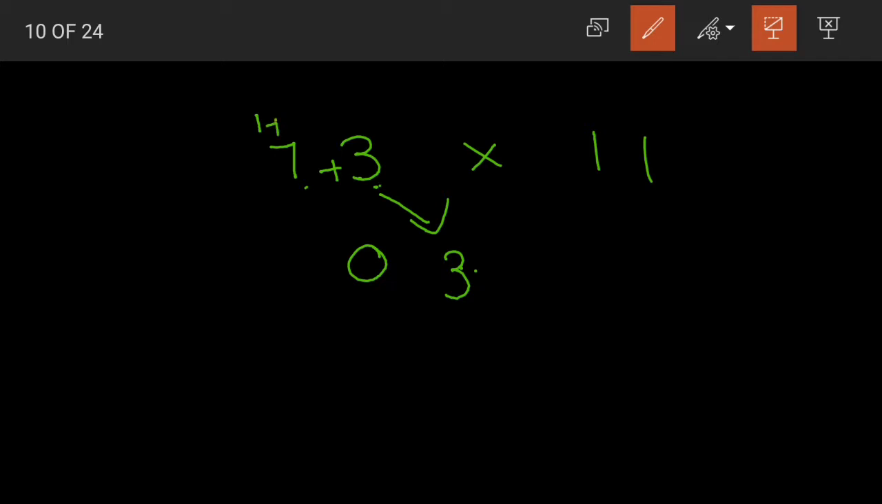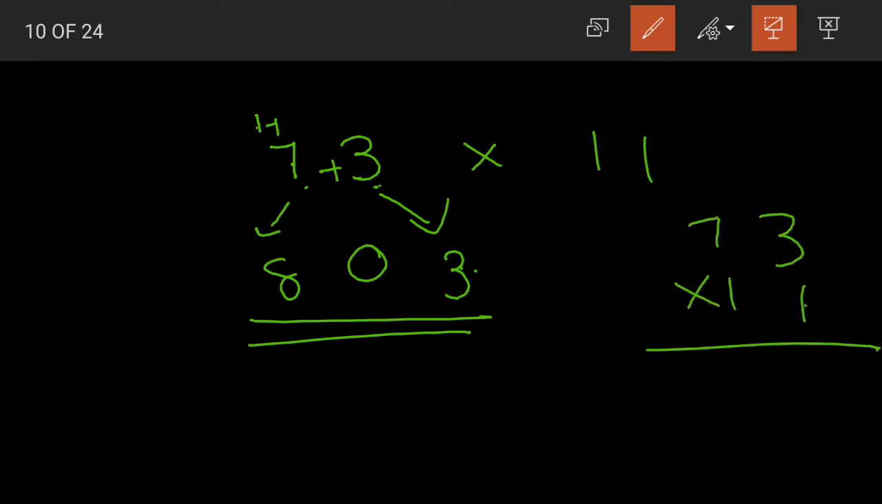Let me take another example, okay? Say 73 into 11. Now what should we do? First step is write 3 as it is. Now the next step is add the two numbers. 7 plus 3, 10. 0 here, 1 carried. And lastly add these two. 1 plus 7 becomes 8. 803 is our answer.